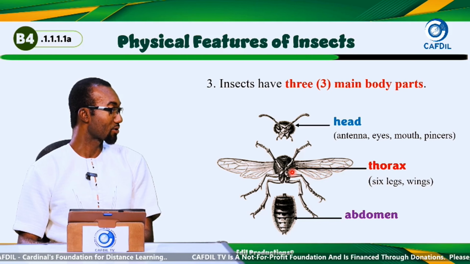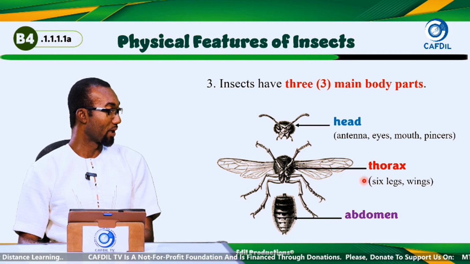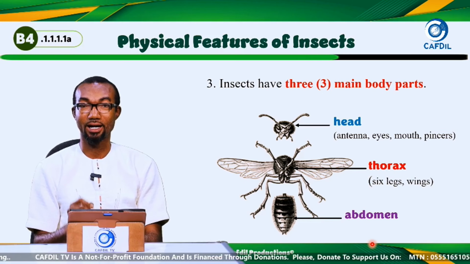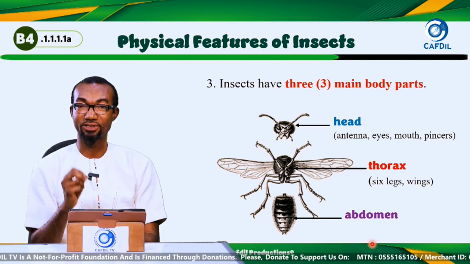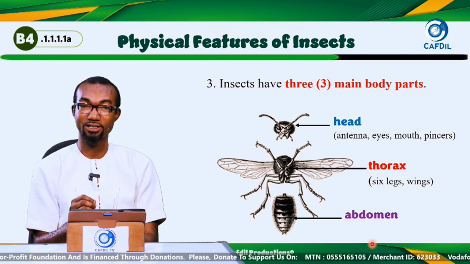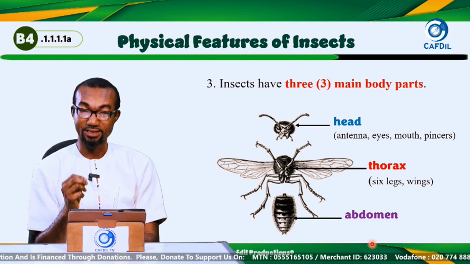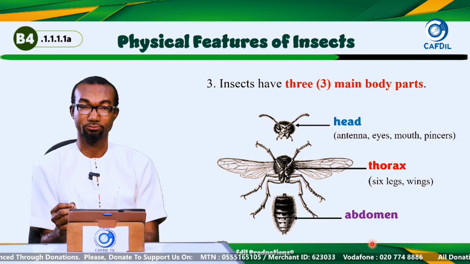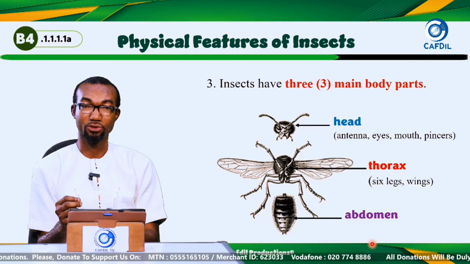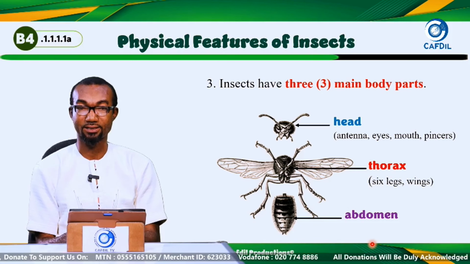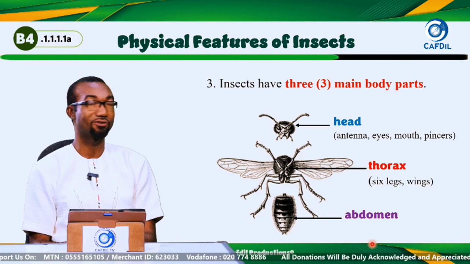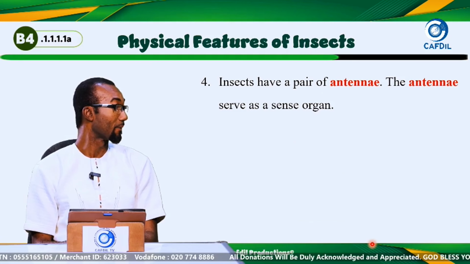And then the thorax also contains the 6 legs and then the wings. Then the last one is the abdomen. So insects have 3 main body parts. So the first one is that they are small. The second part that we talked about is that they have 6 legs. And the third one is that they have 3 main body parts.